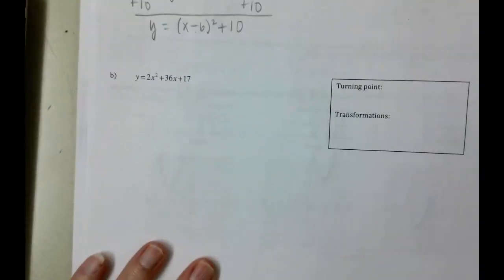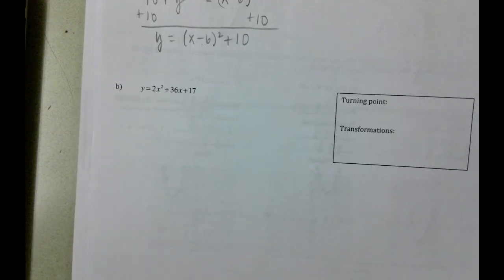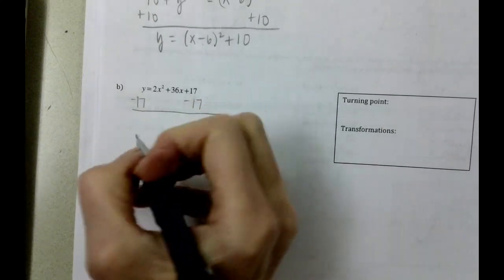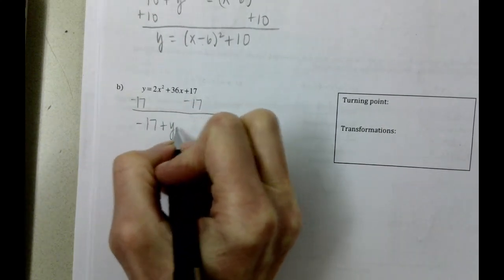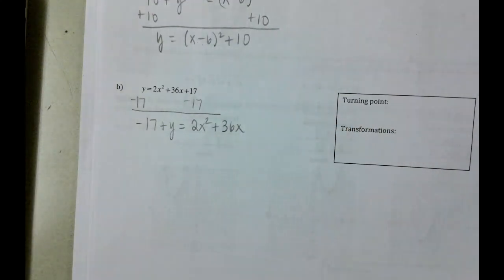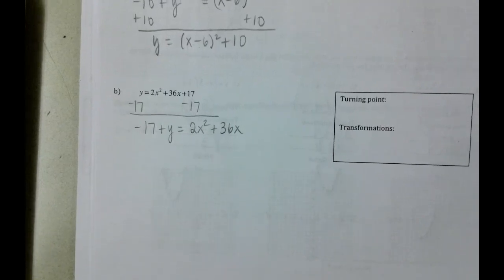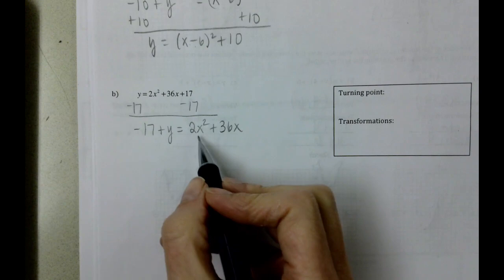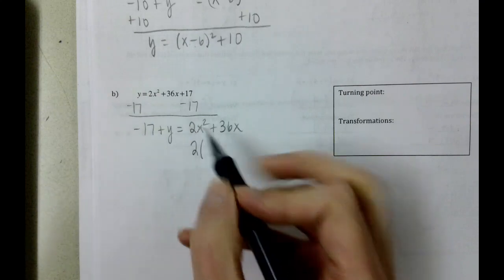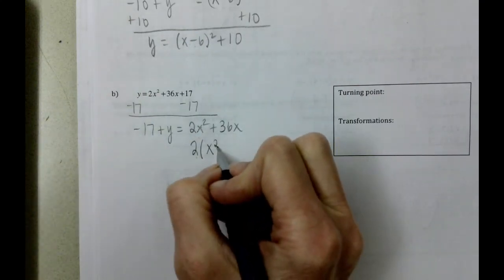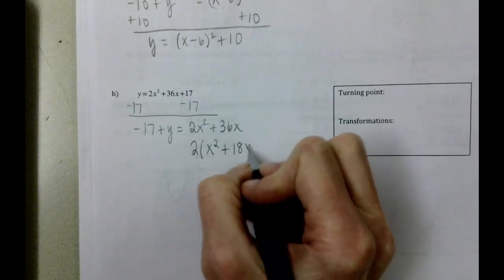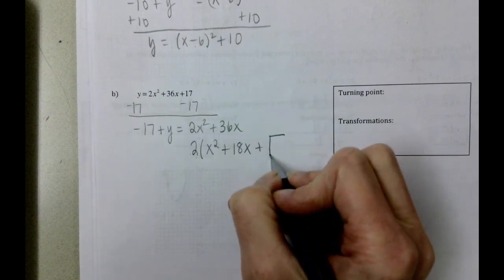Same idea here on problem B. We're going to start by moving the 17 to the other side. We get negative 17 plus y equals 2x squared plus 36x. The difference on this particular problem is that we've got a number in front of the x squared. So our next step is that we have to factor out that 2. 2x squared divided by 2 is 1x squared. 36 divided by 2 is 18x. And now we can add our box.